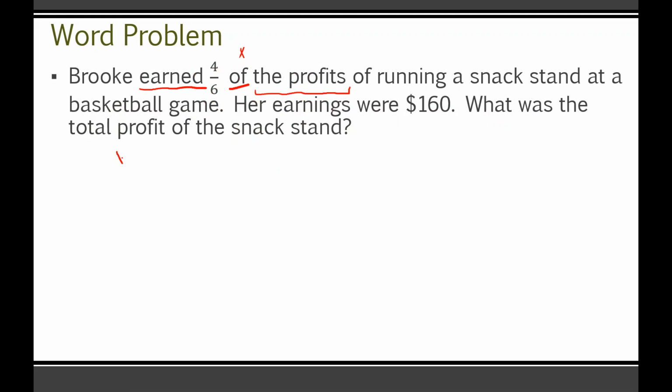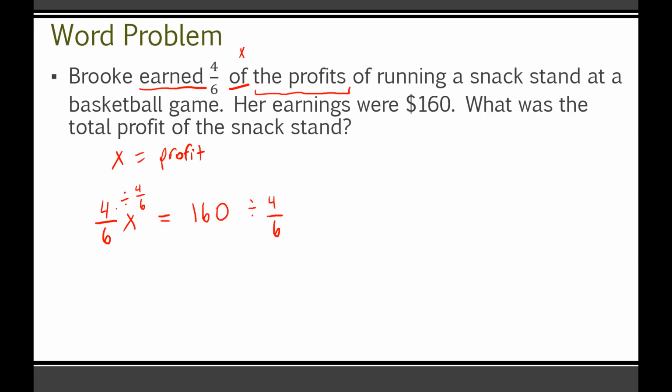So let's say x equals the profit. Right? So this is how much profit that snack stand actually made. So 4/6 of the profit, so 4/6 x equals Brooke's earnings, which we know was $160. To get x all by itself, we need to divide both sides by 4/6.